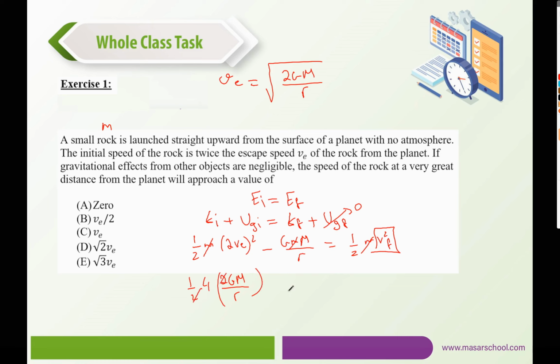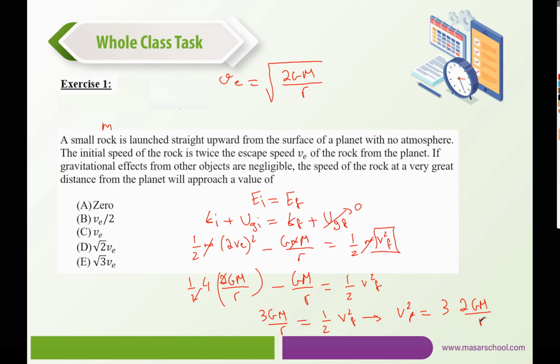Now 2 with 2 cancels, minus GM divided by r is equal to half v square final. Now 4GM over r minus GM over r, that would be 3GM divided by r, is equal to half v square final, which means that v square final is given by 3 multiplied by 2GM divided by r.